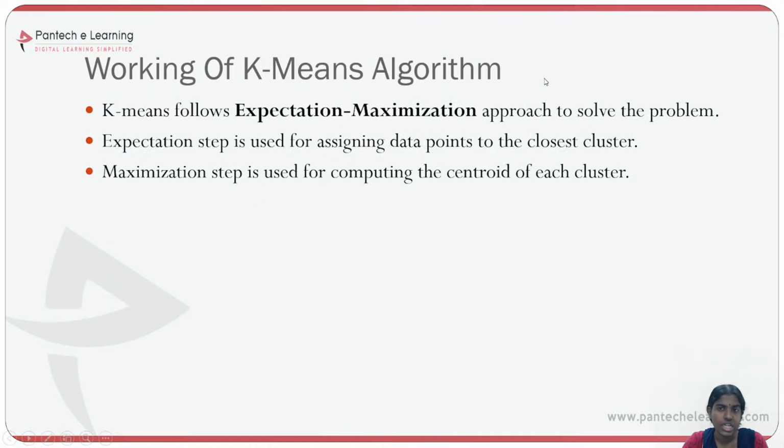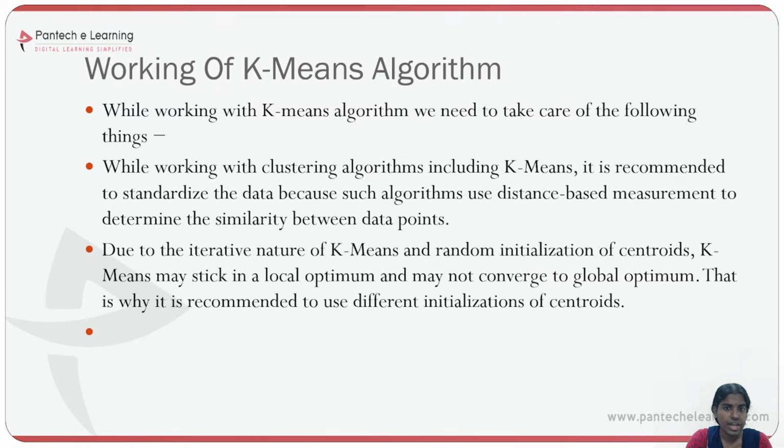So it follows the expectation maximization approach to solve the problem. What is the use of expectation and maximization? The expectation step is used for assigning the data points to the closest cluster, and the maximization step is used for computing the centroid of each and every cluster. So the entire k-means algorithm is based on the expectation maximization approach. Clear with this?